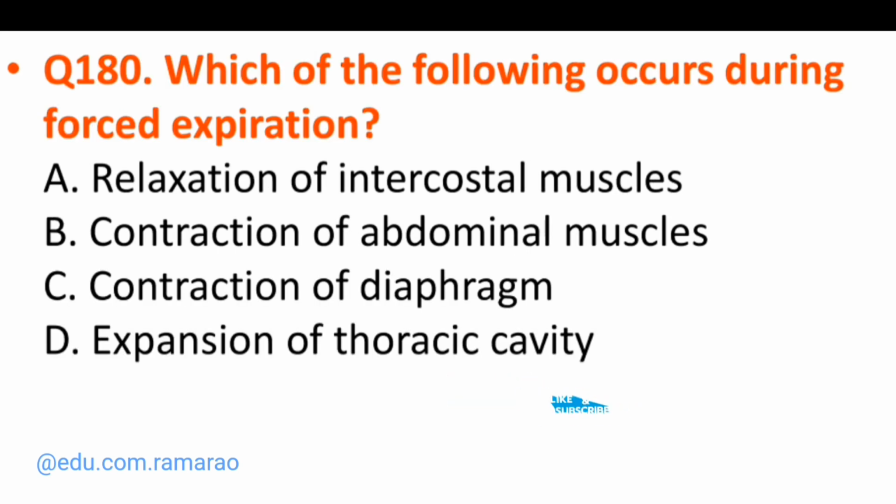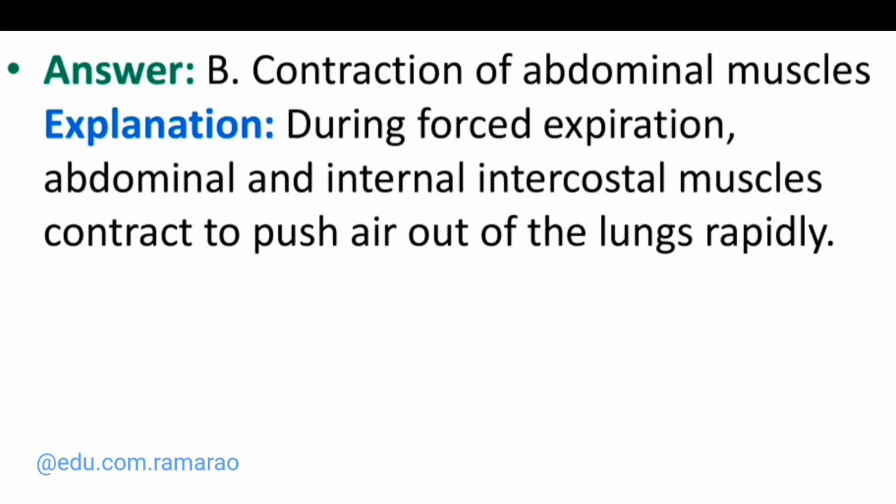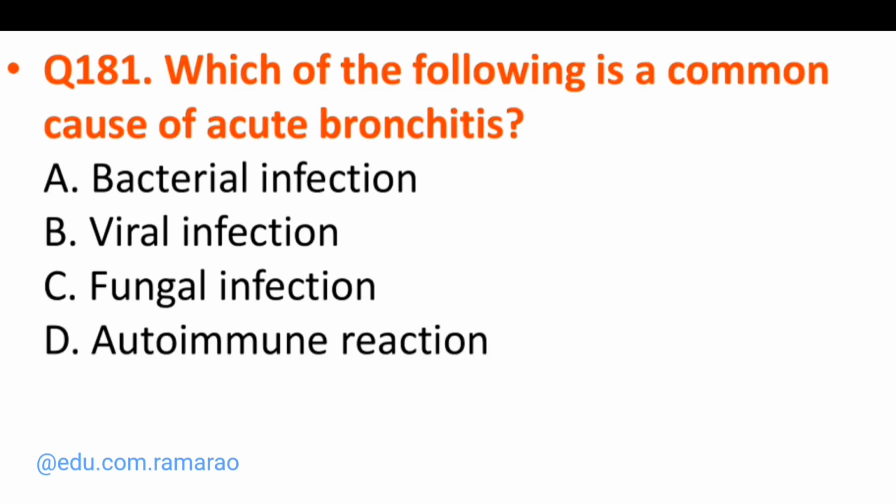Which of the following occurs during forced expiration? Option A relaxation of intercostal muscles, option B contraction of abdominal muscles, option C contraction of diaphragm, option D expansion of thoracic cavity. The correct answer is option B contraction of abdominal muscles. During forced expiration, abdominal and internal intercostal muscles contract to push air out of the lungs rapidly.